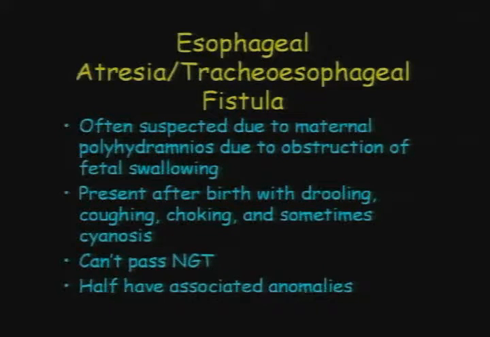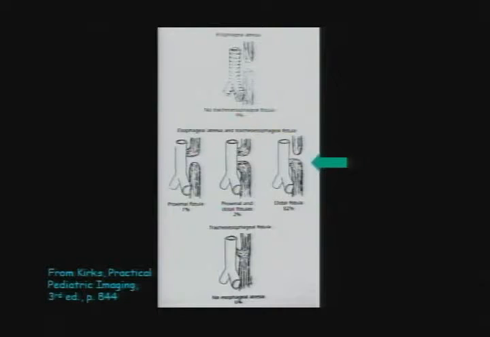You often suspect this before the baby is born because there's maternal polyhydramnios, because the baby can't swallow amniotic fluid in the usual manner. After birth, the baby will drool, will not be able to feed, will be choking, sometimes coughing and cyanotic, and when the clinicians try to pass an NG tube, they can't do it. Half of patients with esophageal atresia and tracheoesophageal fistula have associated abnormalities. The most common kind is the proximal atresia, distal tracheoesophageal fistula.